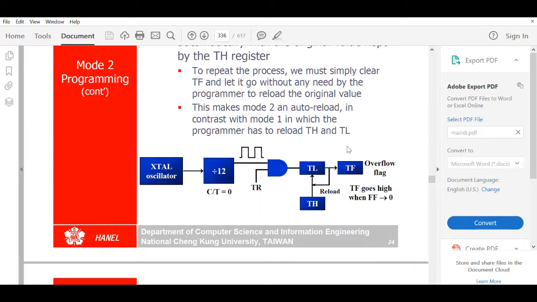And TF is equal to 1. Again, the same thing. But the only difference is that in the case of mode 1 programming, you have to reload the timer with the value using an instruction. That is, you'll be going back to that particular instruction where you loaded the initial value. But in the case of mode 2 counter, the setup is such that it will reload by itself. Automatic reload is what is happening in the case of mode 2 counter.